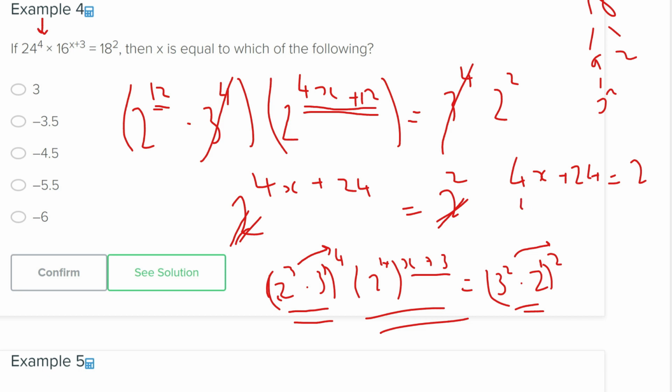Finally, solving that, take away 24 from both sides and you get negative 22 and divide by 4. So x equals negative 22 over 4, which in my head would be 5.5, negative 5.5, answer D. So I know my working out wasn't the most beautiful, but that's how you do it.